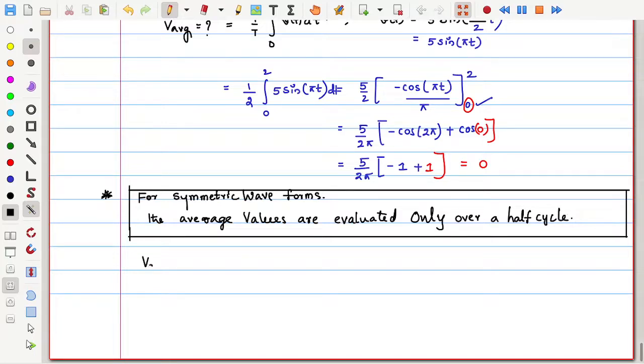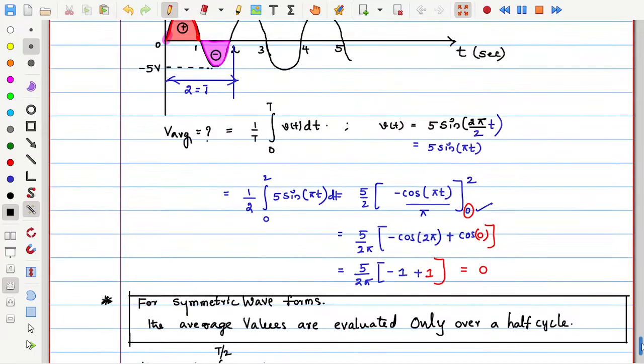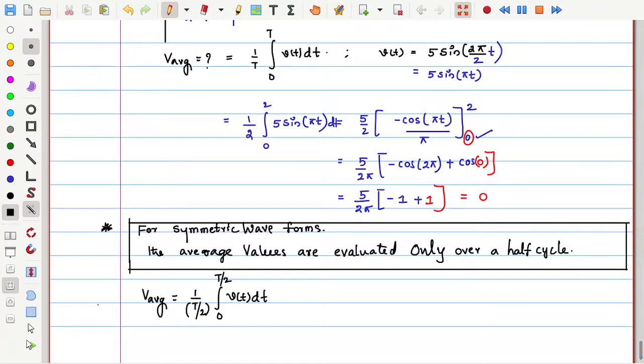Again, do this exercise. VAVG is equal to 1 by T by 2, half interval means T by 2, integral over 0 to T by 2 of v of t dt. Why am I modifying my formulation? Instead of one complete time interval, I am taking T by 2 everywhere. Why? Because I observed that the waveform is symmetric, so I should proceed in this way. Now see how much we will get.